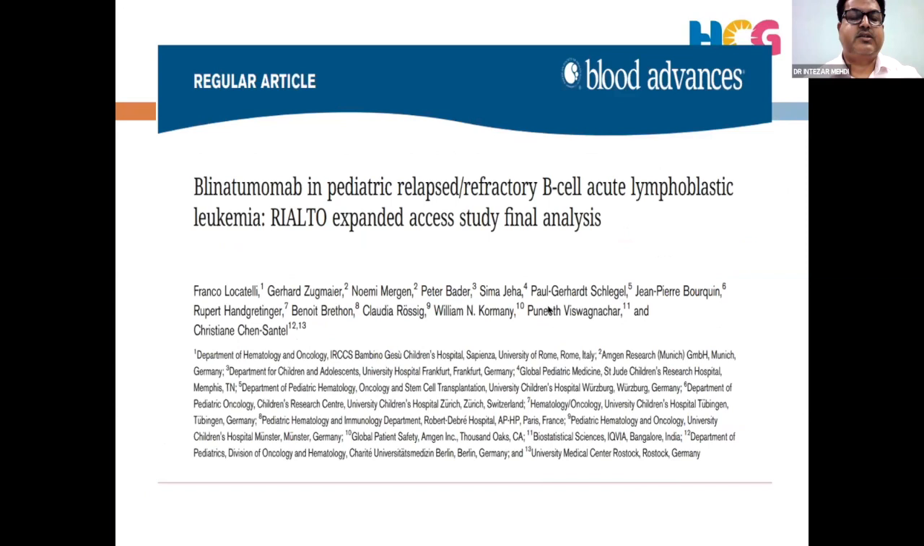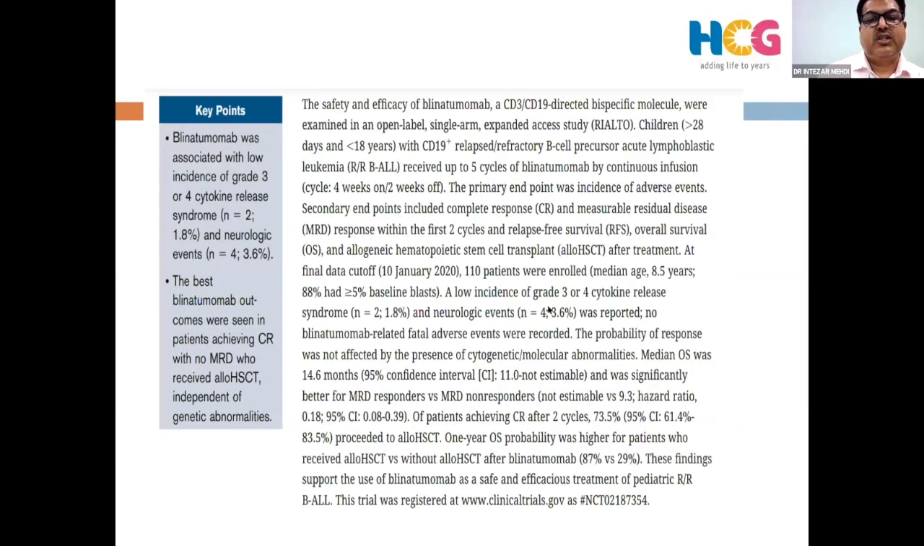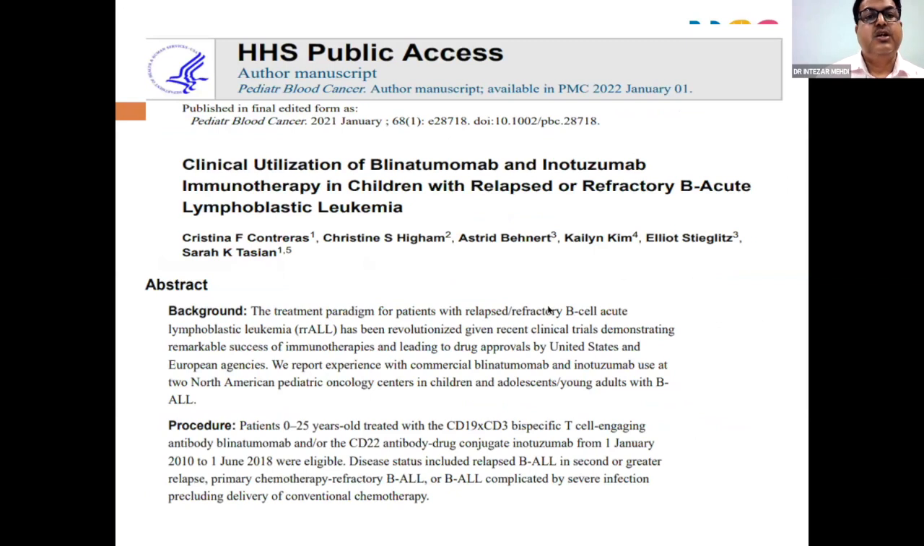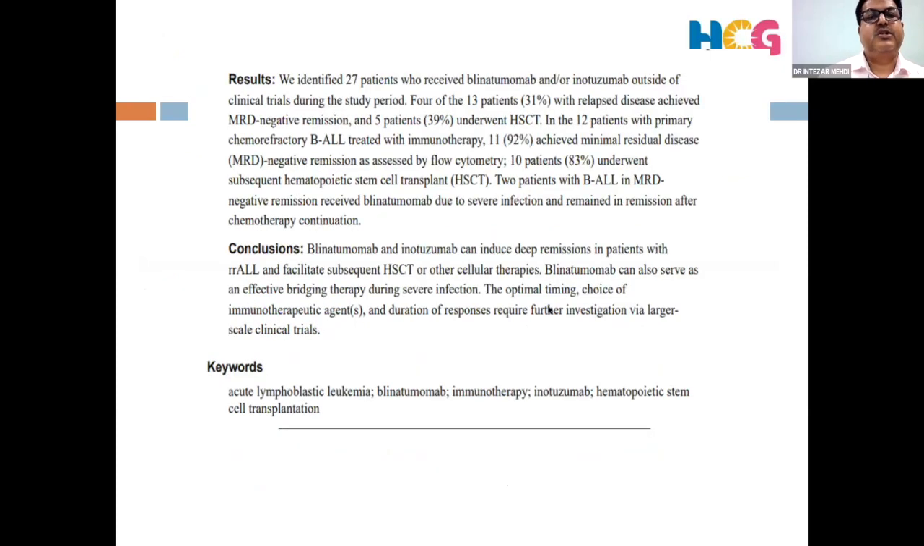Further, the RIALTO expanded access study, by Franco Locatelli and group, also showed that this was very well tolerated, and about 70-80% of the patients had 1 year survival, and most of the patients proceeded with transplant. Subsequently, more and more papers are coming up, as you can see in 2021. Both Blina and inotuzumab are being used in relapsed refractory B-cell ALL, and this group had patients from 0 to 25, and most of them were multiply relapsed patients.